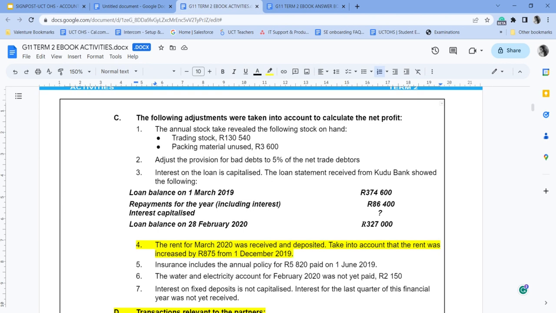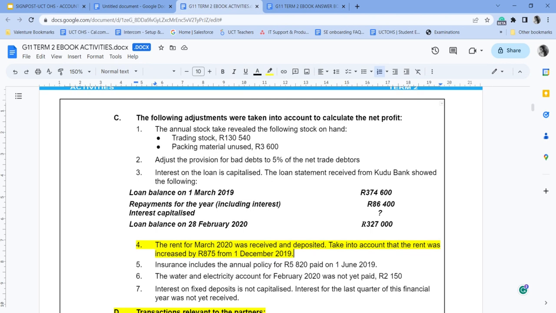And also, sorry, a third thing again is that it was received and deposited, which means that the entire amount in the trial balance includes a rent for 13 months and not for 12 months. You get it? So we need to adjust it and bring it down to 12 months. You get it? So we need to minus that additional rent that has nothing to do with this year.